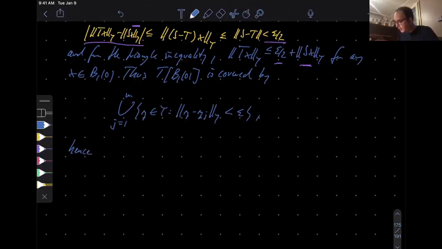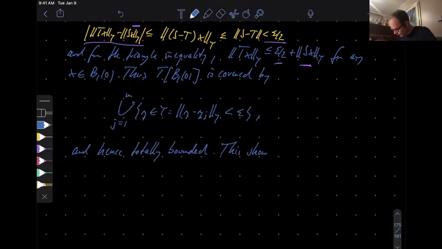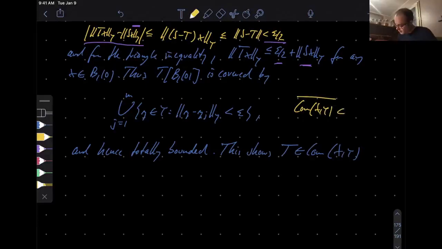Hence, because epsilon is arbitrary, it is totally bounded. Totally bounded, right? And remember, this is equivalent to the statement that T is compact. This shows T is compact, and that's why we are done, right? Because what I just did is I took an element in the closure and I showed that it is actually in here. But the other implication is trivial, so this must actually be an equality. So that's why it's a norm-closed subspace. Okay, good. So we're done with this.